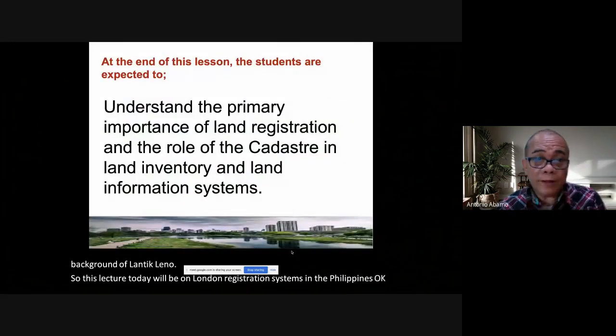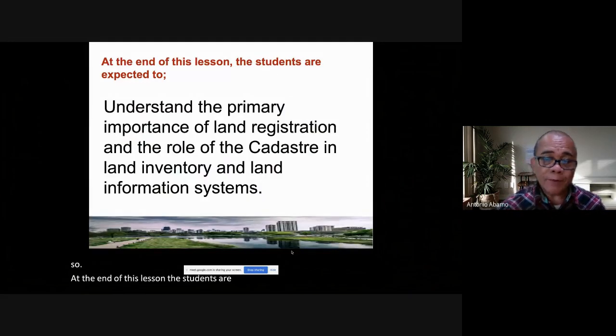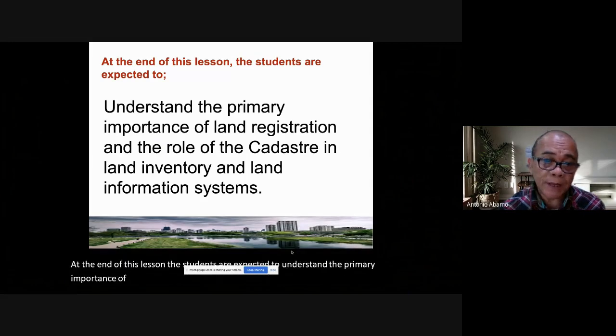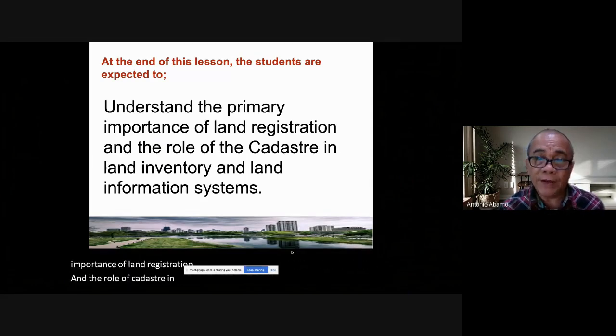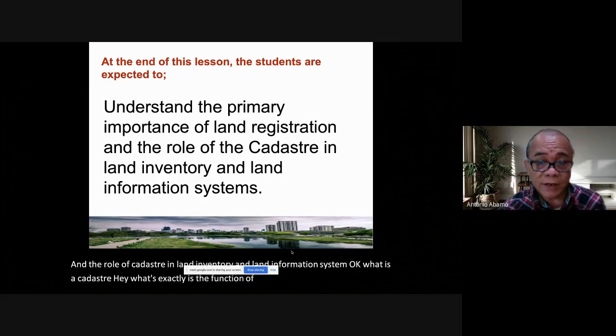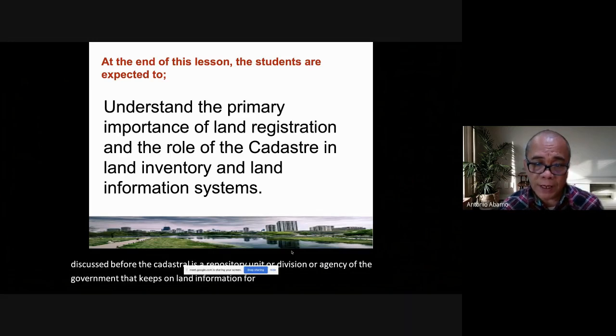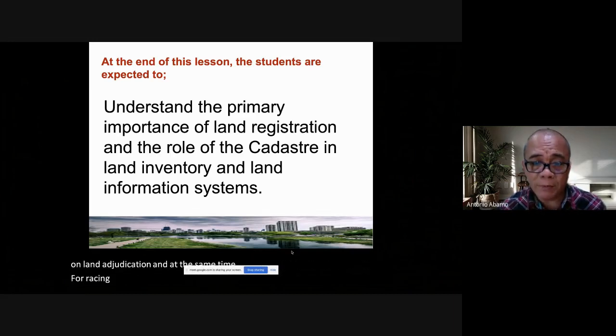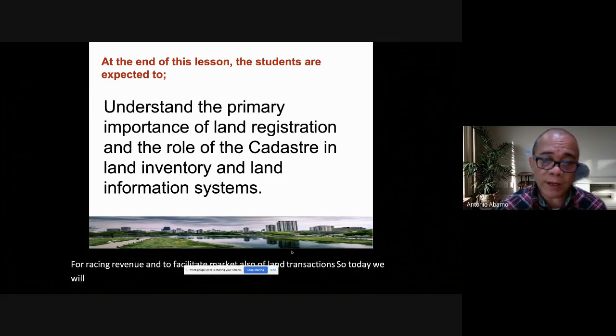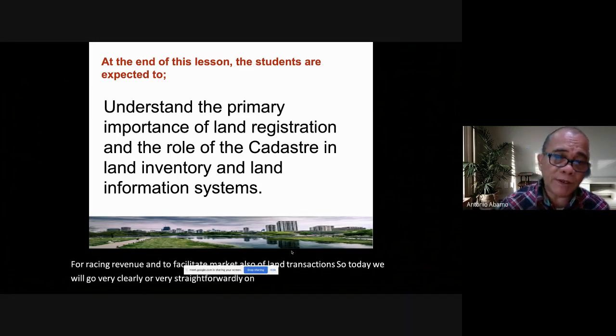At the end of this lesson, the students are expected to understand the primary importance of land registration and the role of cadaster in land inventory and land information system. Okay, what is a cadaster? What exactly is the function of the cadaster? As we have already discussed before, the cadaster is a repository unit or division or agency of the government that keeps land information for purposes of addressing land adjudication, and at the same time for raising revenue and to facilitate the market of land transactions. So today we will go very straightforwardly into the registration dynamics of the Philippines.